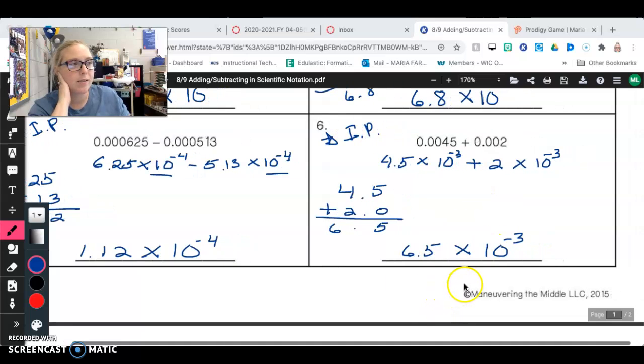For number 6, make sure you're showing that you put both numbers in scientific notation and that you lined up your decimals over here to show your work. You were adding those first numbers together. Your answer was 6.5 times 10 to the negative 3rd power.